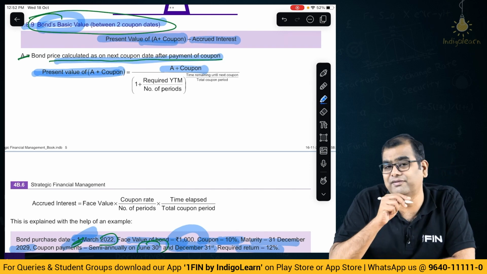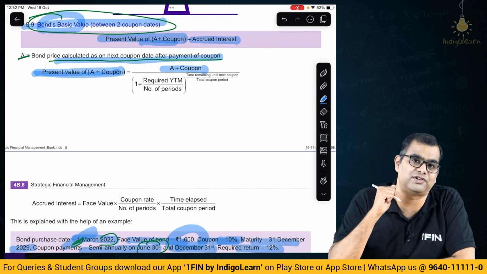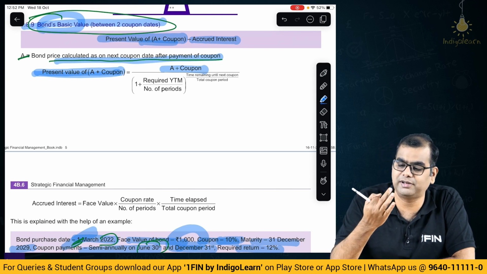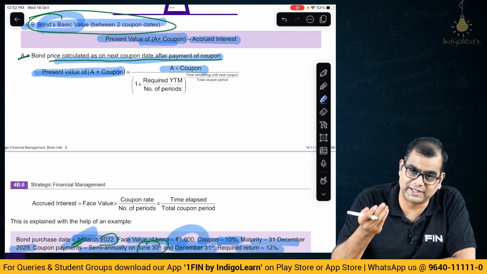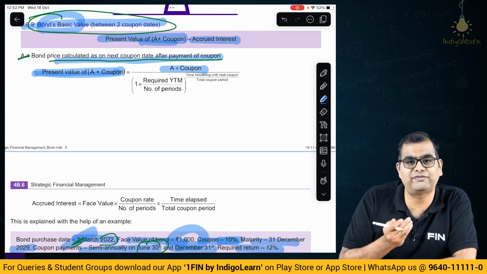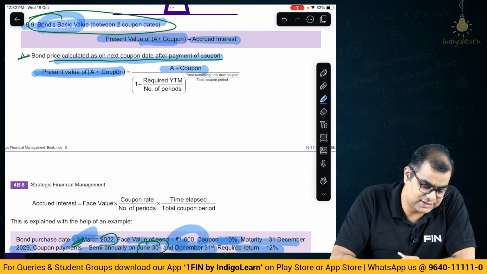But the yield, till when do you have to compute present value? You are buying on 1st of March. So how many months are left? March, April, May, June, 4 months. So you have to compute the present value for a 4-month period. That 952.88, you have to bring back by 4 months. But 4 months, how will you do?